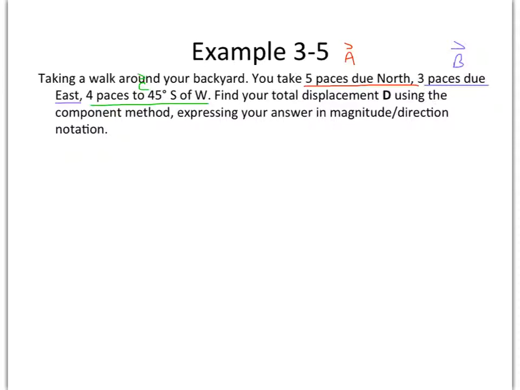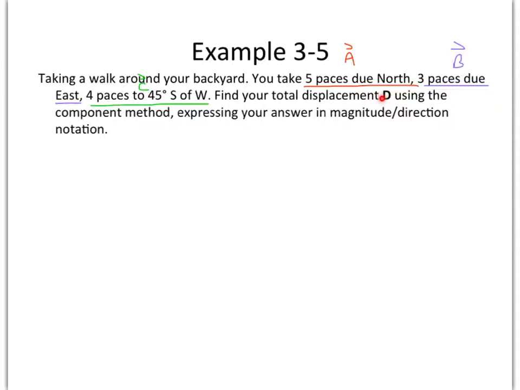And instead of paces, I don't like paces, that's not really a standard unit, we're just going to call them meters, all right? So 5 meters due north, 3 meters due east, and 4 meters at 45 degrees south of west. All right. We want to find the total displacement, d, using the component method. Now, it's not your total distance because you're going to be walking kind of all around in different directions right here. It's your total displacement. So it's really your displacement from the original origin to the place where they wind up adding up.